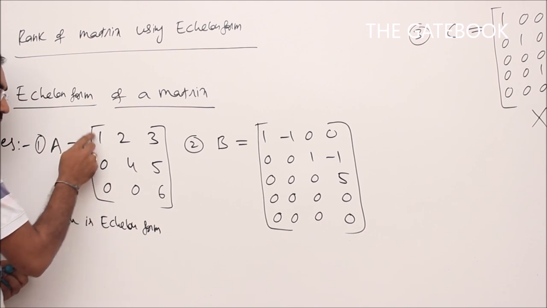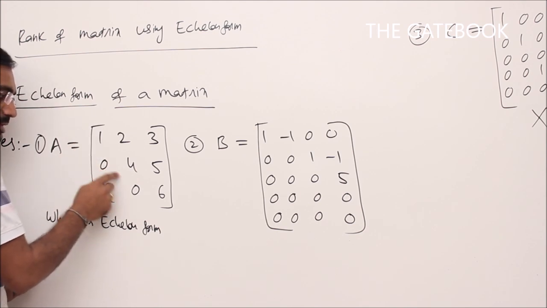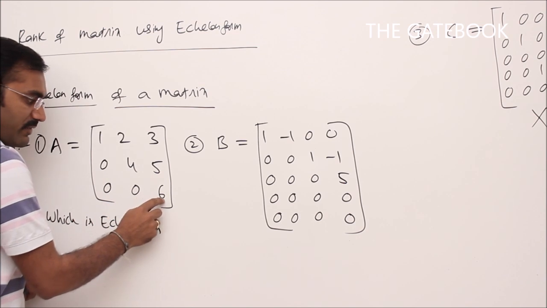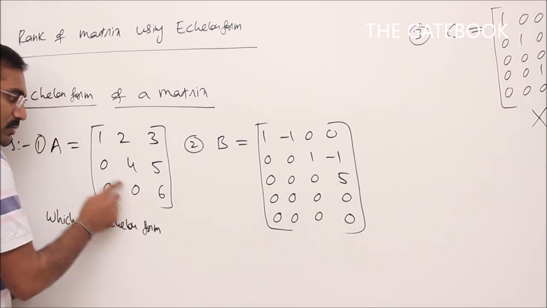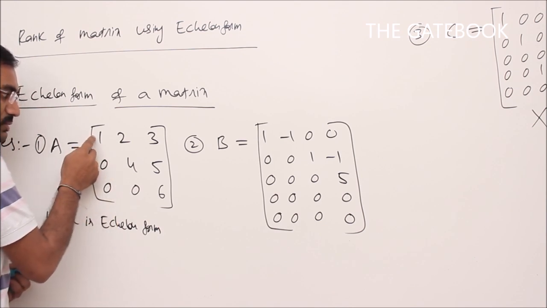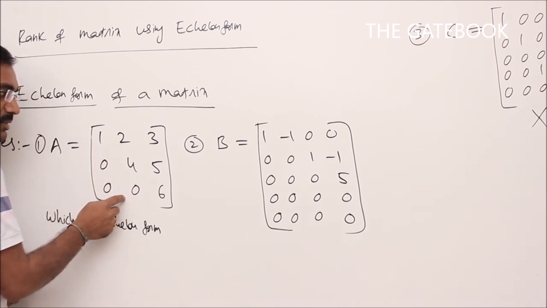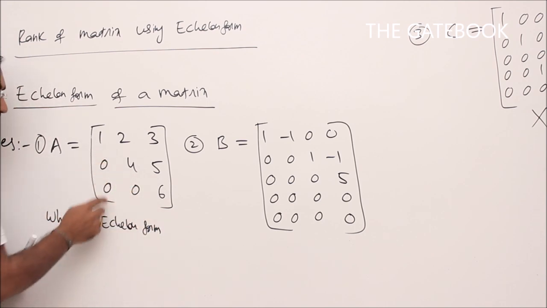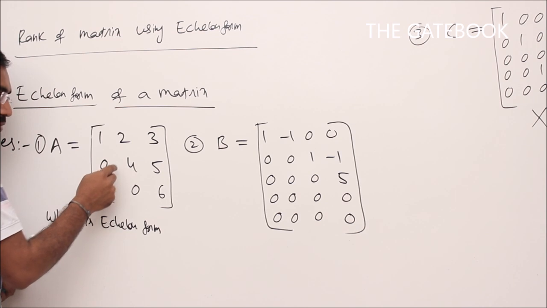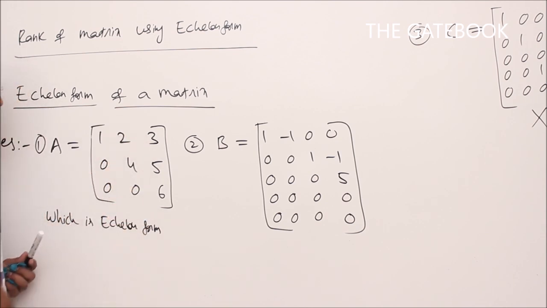Row number 1 no zeros, row number 2 only 1 zero. Now if you see the third row, this is the first non-zero element, before that 2 zeros are there. So here 0, 1, 2 zeros. So zeros are increasing from top to bottom with row number. That is the first condition. Number of zeros before the first non-zero element in each row increases with row number.